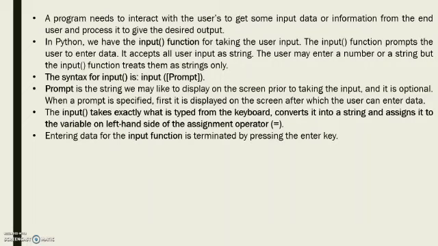Now let's move further and see about input and output. A program needs to interact with the users to get some input data or information from the end user and process it to give the desired output. In Python, we have the input function for taking the user input. The input function prompts the user to enter data. It accepts all user input as string. The user may enter a number or a string, but the input function treats them as strings only.